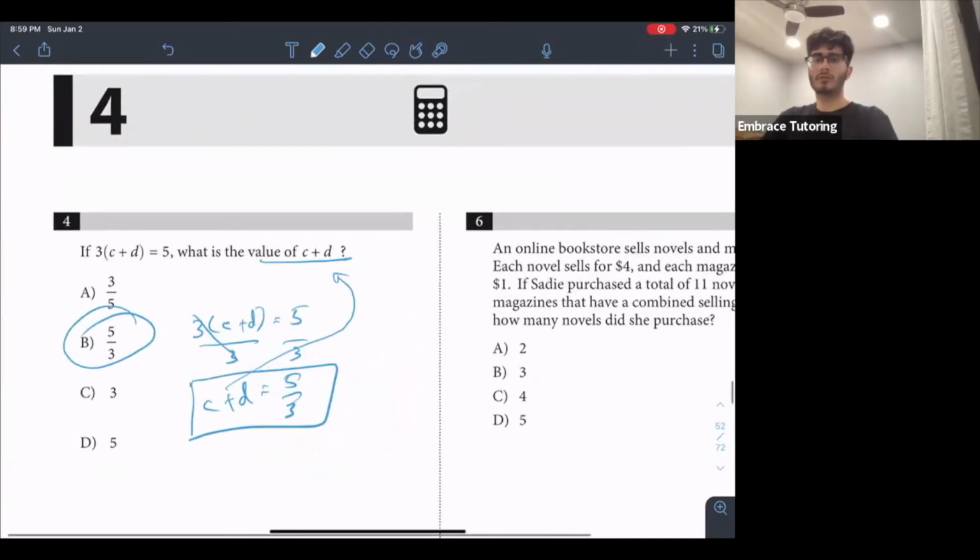It was a quick and easy problem. You just have to realize that sometimes you can do 1 step or 2 steps to solve the problem instead of solving for each variable and adding them.